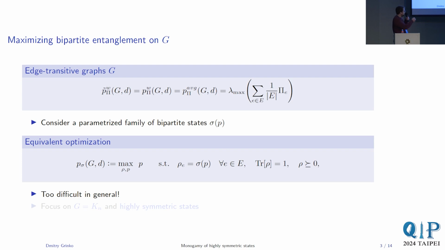Again, this problem is too difficult in general, even for edge-transitive graphs. So for simplicity, let's consider the case where the graph is actually a complete graph. And this parameterized state sigma came from families of highly symmetric states. So let me explain both conditions in more detail.